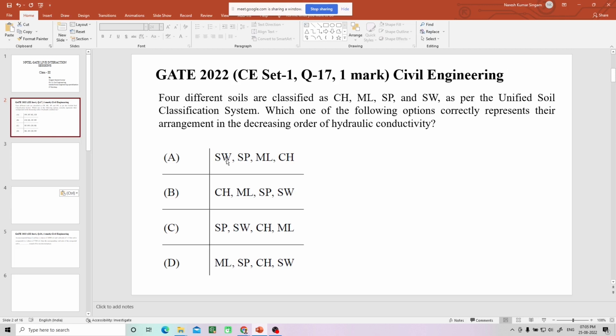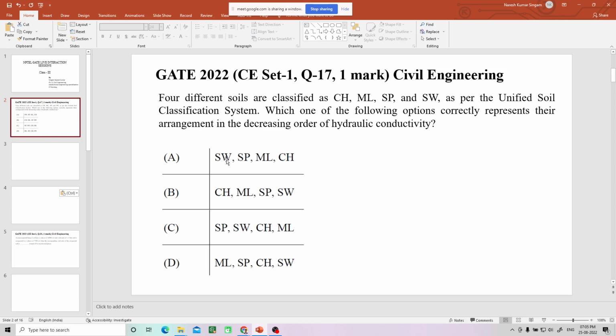So here we are discussing question number 17 from the GATE 2022 paper, which is of set 1 civil engineering. First we'll read the question. Whenever you can't see the slide or the question, immediately respond and let me know. I'm assuming that you are able to listen and able to see the slide. Let me know if anything is going wrong.